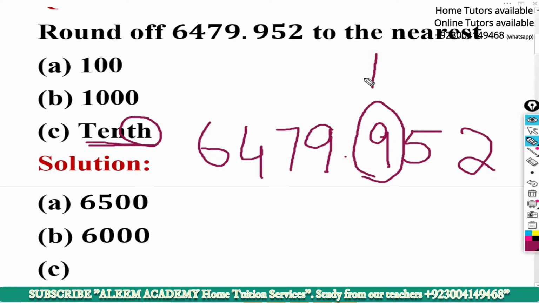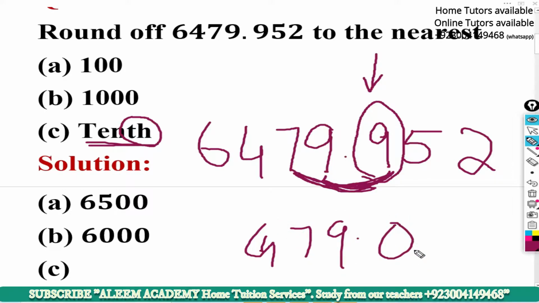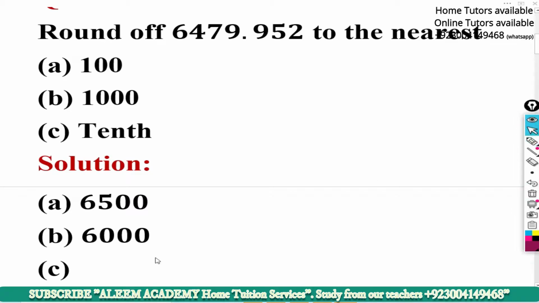Alright, so we have to round off this number 9. To round off the number 9, we will see what the next number is. The next number after 9 is 5. So if the next number after 9 is 5 or greater than 5, then we have to add 1 to 9. Adding 1 to 9 will become 10. 10 means these two numbers change, they will become 100, it means that these three numbers will change. And 79 will become 80, and this will become 0. So the answer will be 6480.0. Alright, let's write down the answer for the third part.